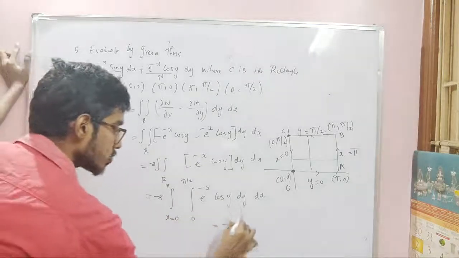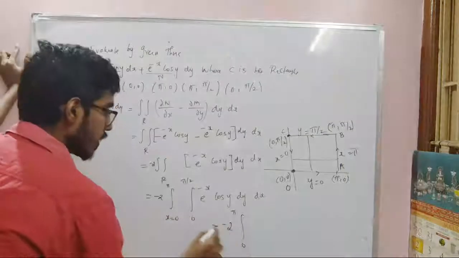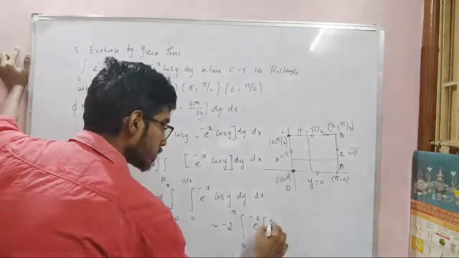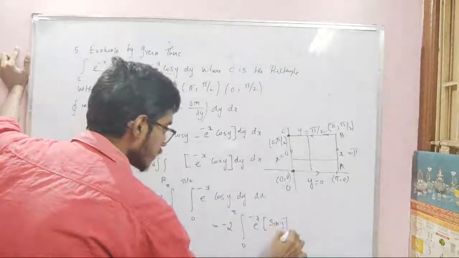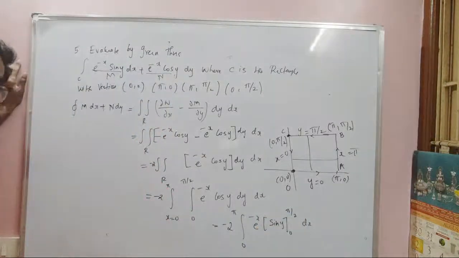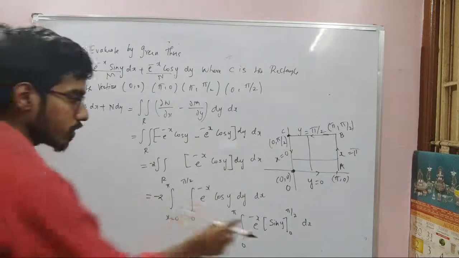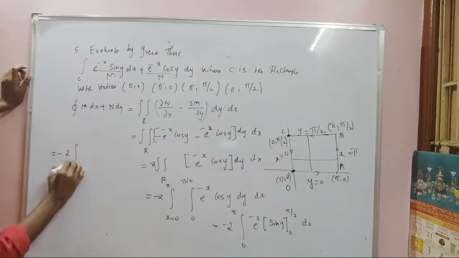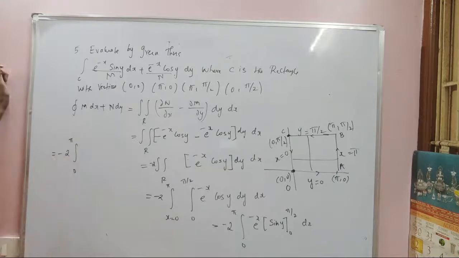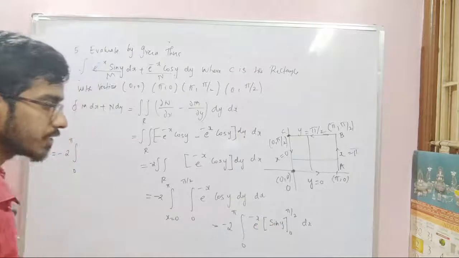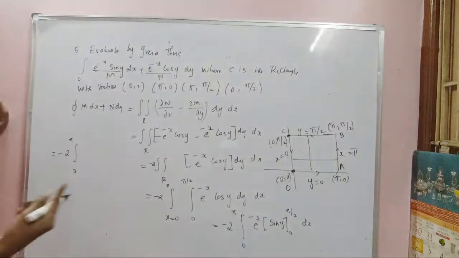So, we have minus 2 outside, this is 0 to pi, and here I can take e power minus x outside, and the integration of cos y is sin y, with limit from 0 to pi by 2, dx. Sin pi by 2 is 1, sin 0 is 0. So we have the upper limit equal to 1. So this will be minus 2 integral 0 to pi. Overall we have e power minus x sin pi by 2 minus e power minus x sin 0.